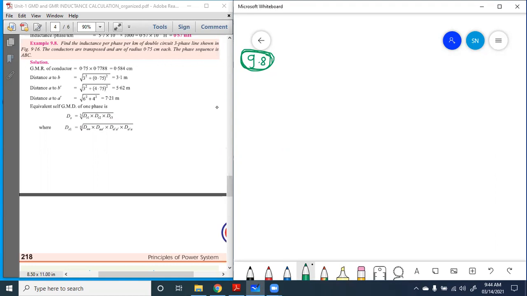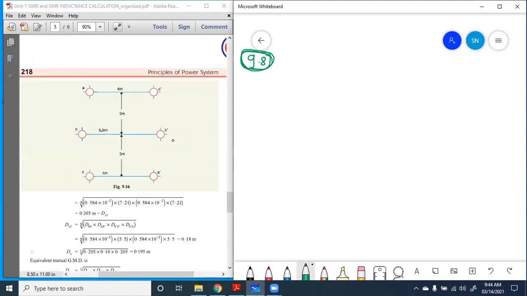The sequences are the same. Now, what is the diagram? We have to observe the diagram, and first of all we have to draw it. The radius of each conductor is the same. This is A, B, C, and this is the A dash, B dash, and C dash conductor.